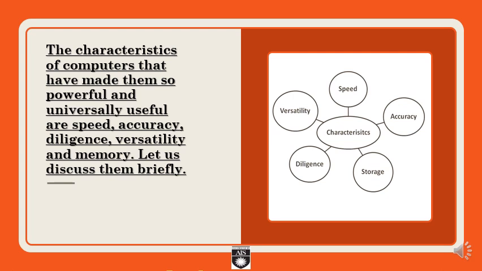So let us now learn about the characteristics of computer. In this diagram, as you can see, I have drawn a mind map in which you can see 5 major characteristics of computer. They are speed, accuracy, storage, diligence, versatility. Okay, so let us now learn about all these characteristics in detail.